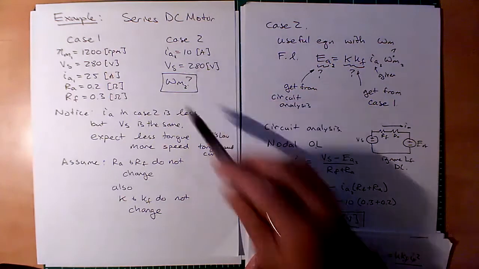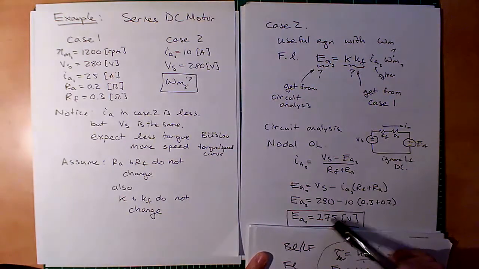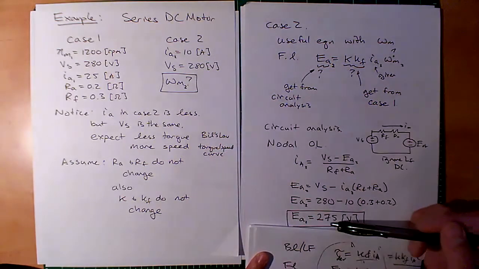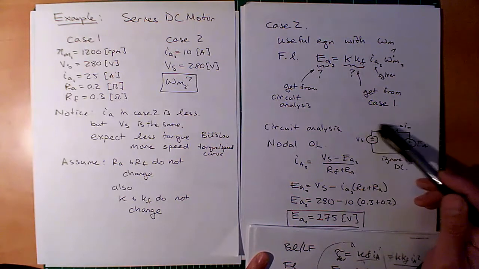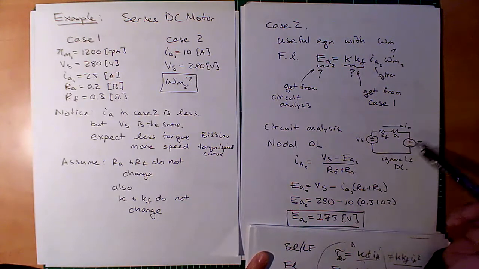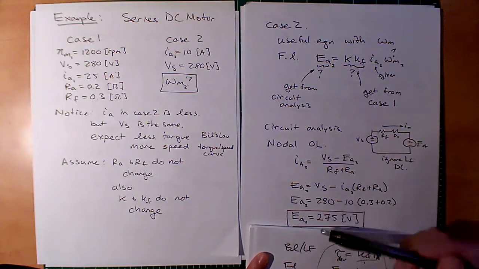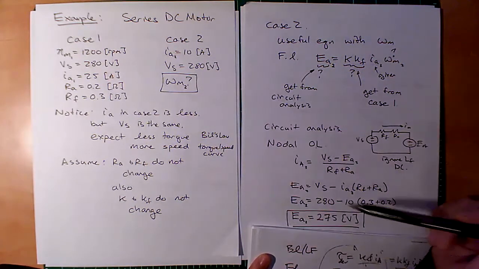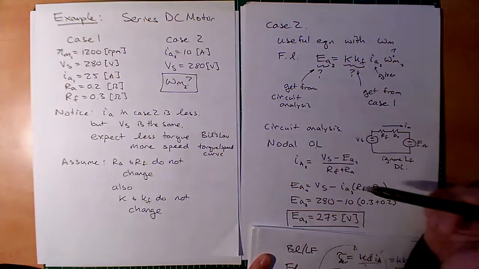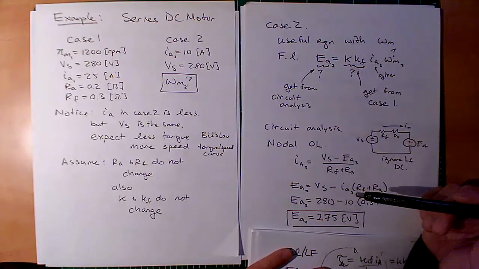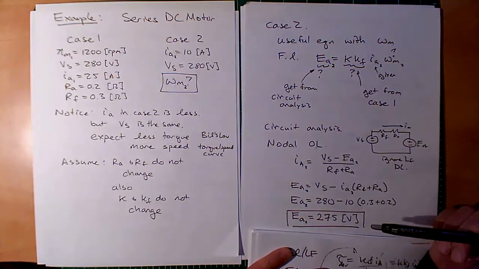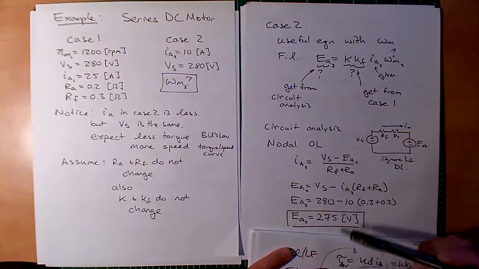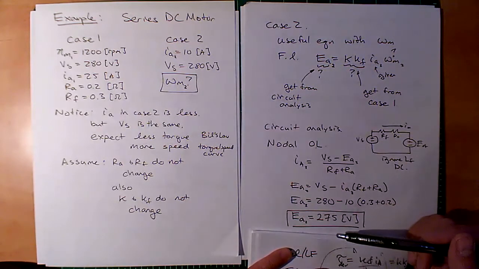If you look at this back EMF, this number is actually pretty close to 280. It's smaller, so that's good. So that means current can flow left to right here. But yeah, that's just another check. If you got an EA that's bigger than the source voltage and it's still stating that it's running as a motor, maybe you got some calculations wrong, or maybe the problem is stated incorrectly. Okay, so that's just a little intuitive check.